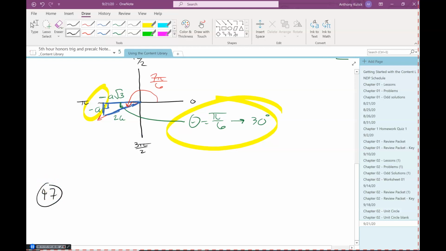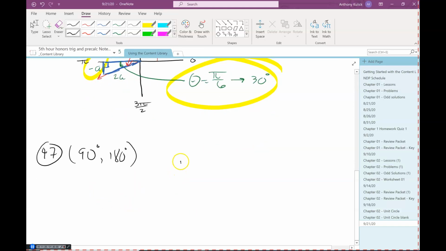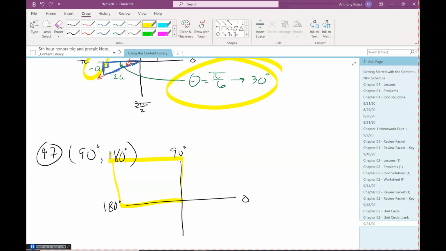Okay. So it says if an angle falls within the given interval, determine whether sine theta, cosine theta, and tangent theta will be negative or positive. So I'm going to draw myself a picture here. So 0, 90 degrees, 180 degrees. So the location of my angle that I'm talking about, its terminal side is going to be in this quadrant, right? So in this quadrant, I know the x-coordinate is negative, but the y-coordinate is positive.